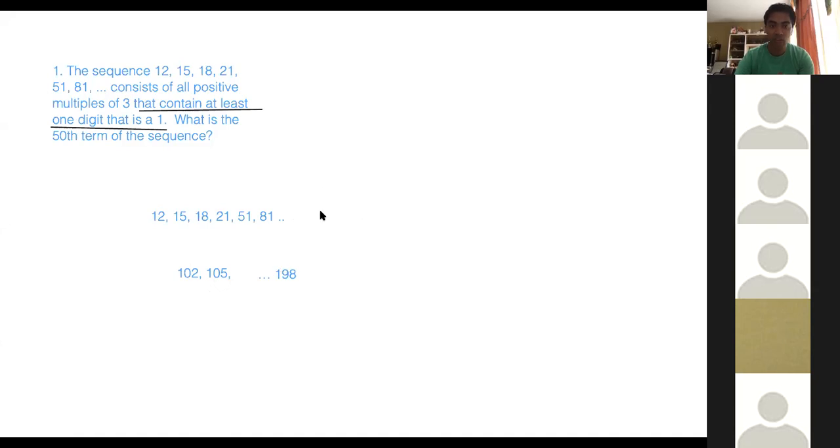So now let's keep track of how many have finished. So between 1 and 100, how many multiples of 3 do we have? Should just be 6. We have the 6 numbers here. Now between 100 and 200.